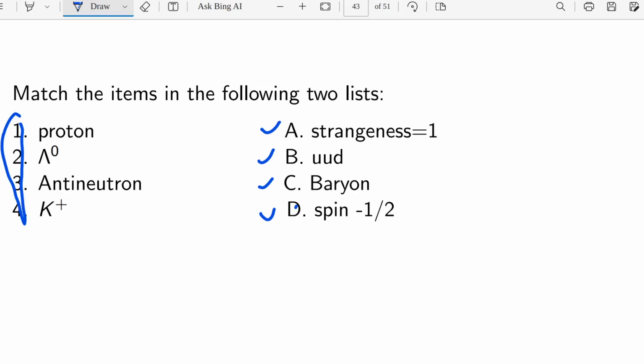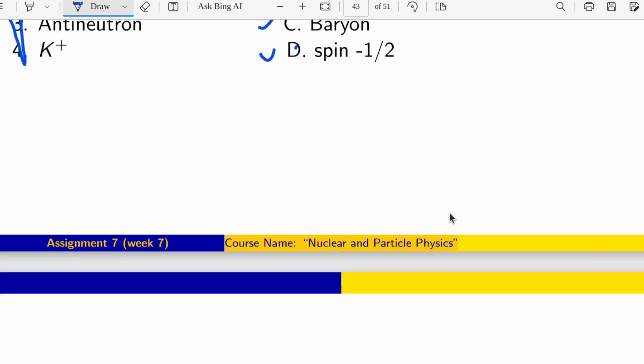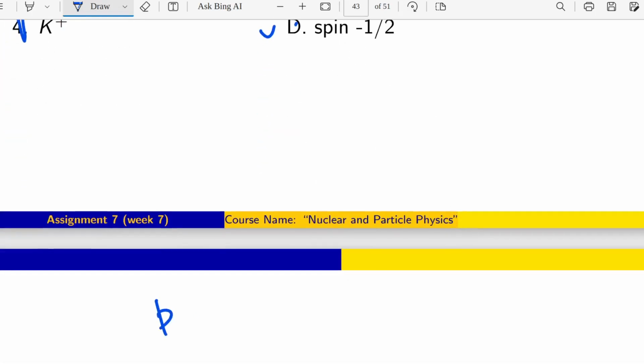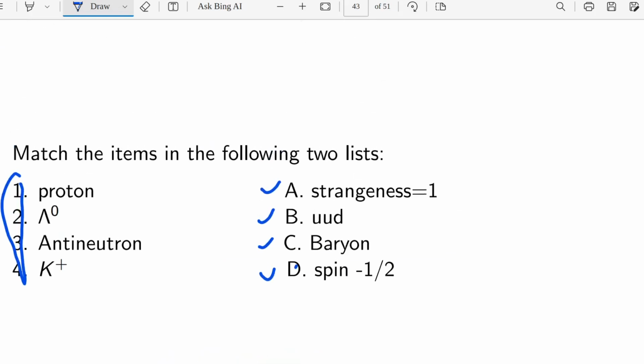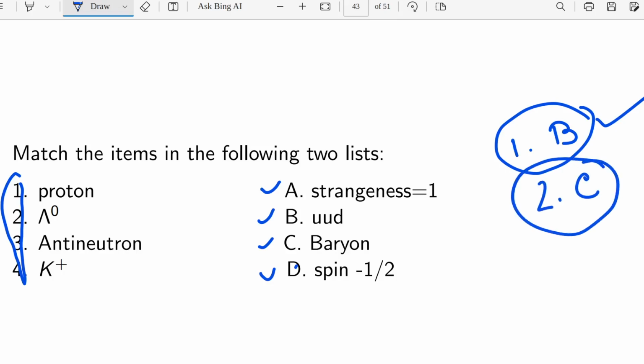Okay, so proton. Proton is what? You all know these things. Proton is a baryonic particle, and the quark content of proton is what? UUD. Right? So immediately I can tell 1 can go to B. Very good. Now coming to lambda 0. Lambda 0 is what? Lambda 0 is a baryon. Right? Then 2 will go to C.